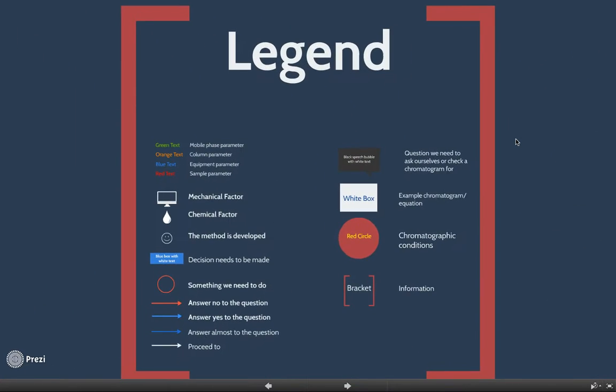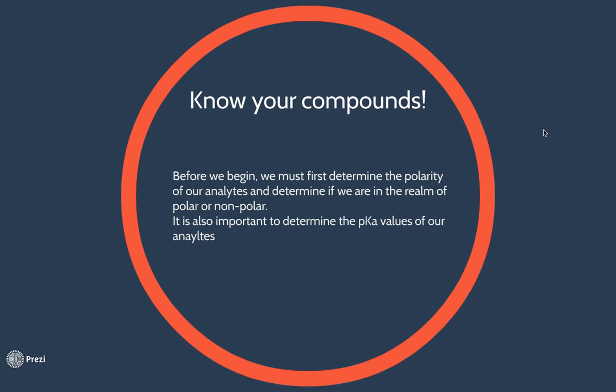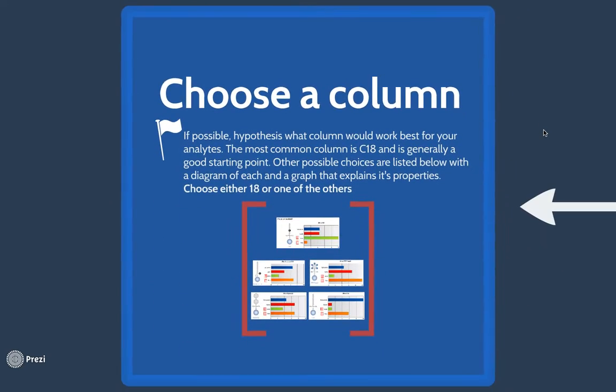So firstly I'll stop on the legend. You can pause here and have a read if you'd like, but I try not to waste too much time. So we start off, first we need to know our compounds, if we're in the realm of polar or non-polar, and it's also a good idea to check the pKa values of our analytes.